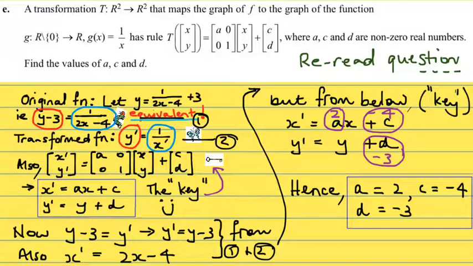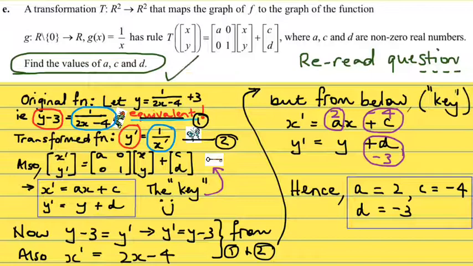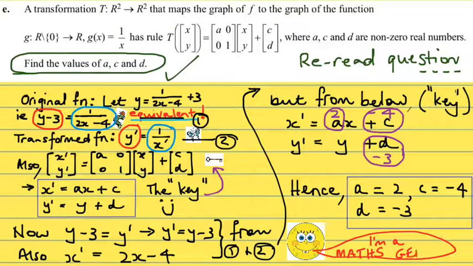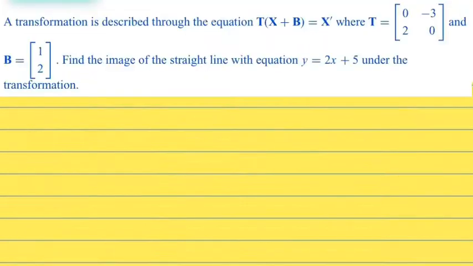And you've got to reread the question. Before you leave the question, you must reread the question. Did you find the values of A, C, and D? You did, didn't you? Good. Yes. Well, yes. I'm a maths geek, and so are you. So that's lots of fun, isn't it?